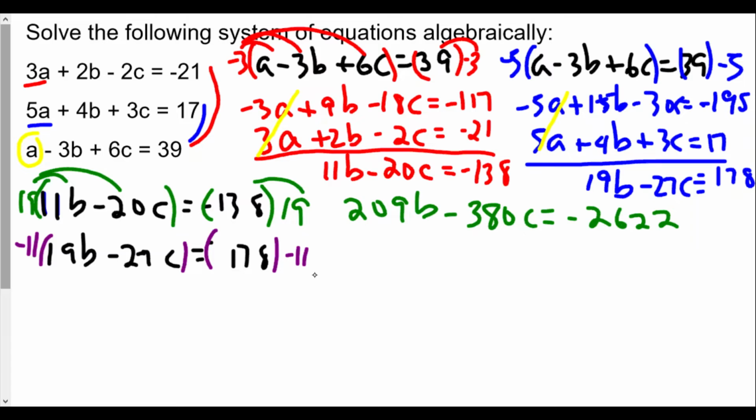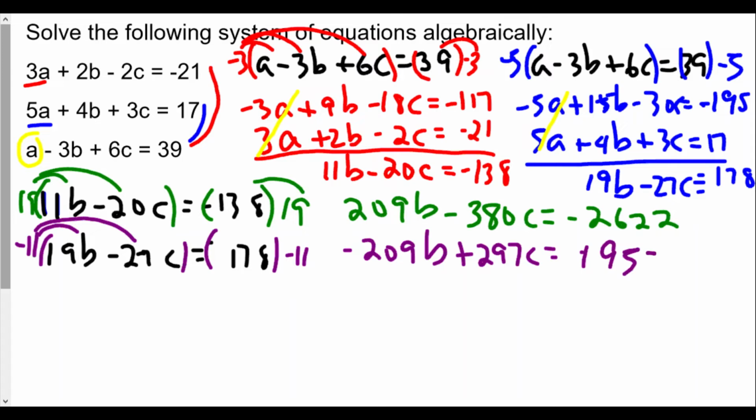All right, why? Because negative 11 times 19 will be negative 209, and so now I just add downwards. Probably a good trick to do. All right, so that's negative 11 times 19b, negative 11 times negative 27. We will get 297c, and now negative 11 times negative 178. And we get, no, actually positive though, because negative times negative is positive, positive 1,958.